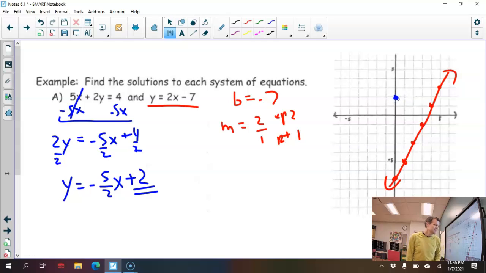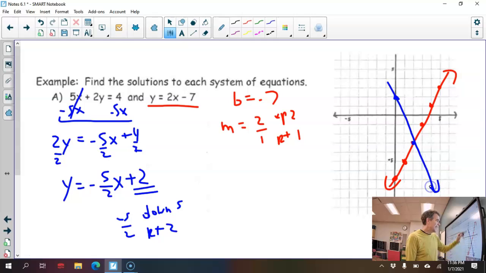Let's put a dot there. It has a slope of negative 5 halves. So negative 5 halves is telling me to go down 5, right 2. So 1, 2, 3, 4, 5, 1, 2. There is that line.